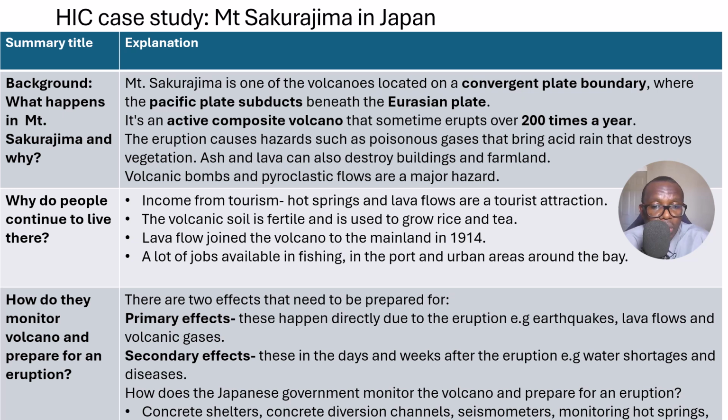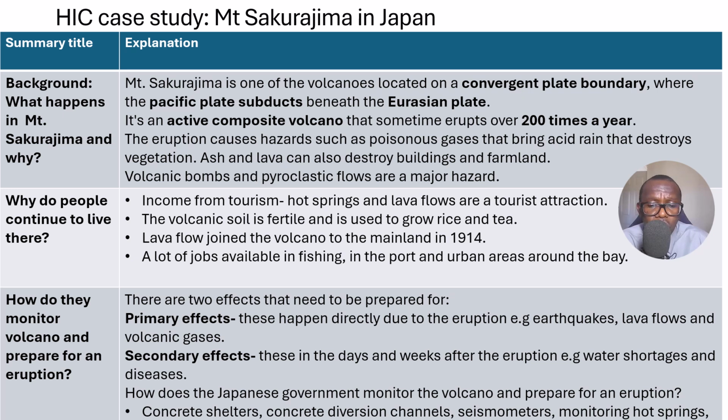So Japan, as we know, is a HIC. So how do they monitor the volcano and prepare for an eruption then? The two main effects that they want to prepare for are the primary effects. Primary effects happen directly due to the volcanic eruption, and these will include earthquakes, lava flows, and volcanic gases. Then we have secondary effects, and these happen in the days and weeks after the eruption. Examples would be water shortages and diseases as a result of the primary effects.